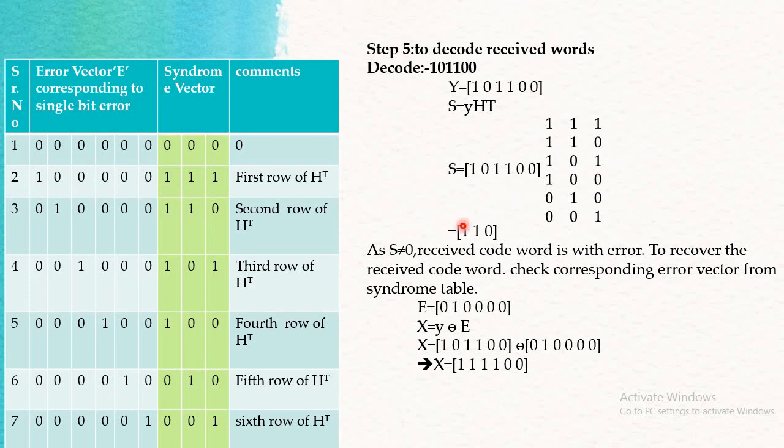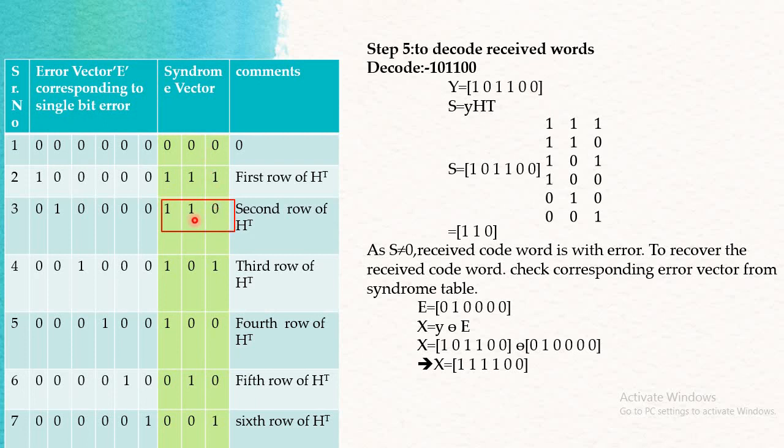If my answer is non-zero, if the answer is not 0, it means the received code word has an error. Okay, if it is 0 then fine, no need to do any correction. But here the answer comes out to be 1 1 0. So 1 1 0 means what? Once the value comes out to be 1 1 0, what we have to do now is check the value of the syndrome vector in the given table. So where is 1 1 0? So here is my 1 1 0.